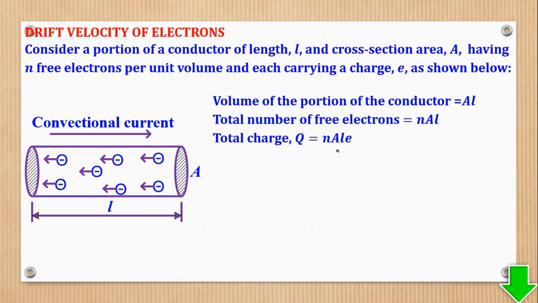Then the total charge is Q equal to the number of electrons times the electronic charge on each electron. Each electron has a charge of e. But how many electrons are there? They are nAL electrons. So I have to multiply nAL times the charge on each electron to get the total charge.